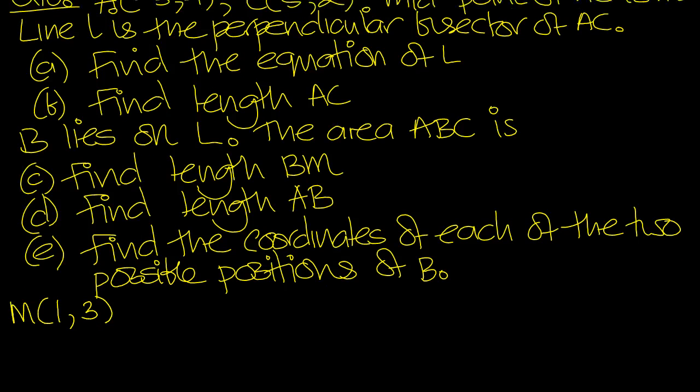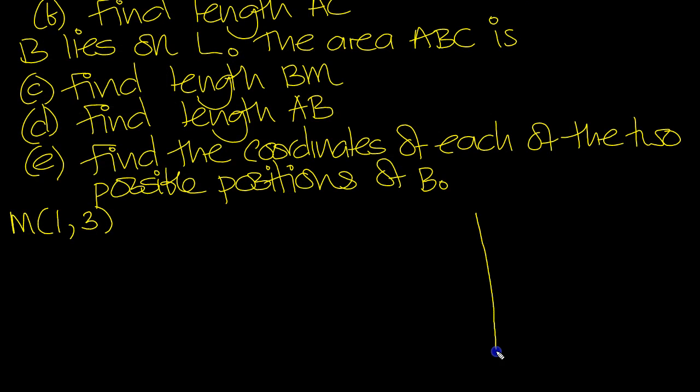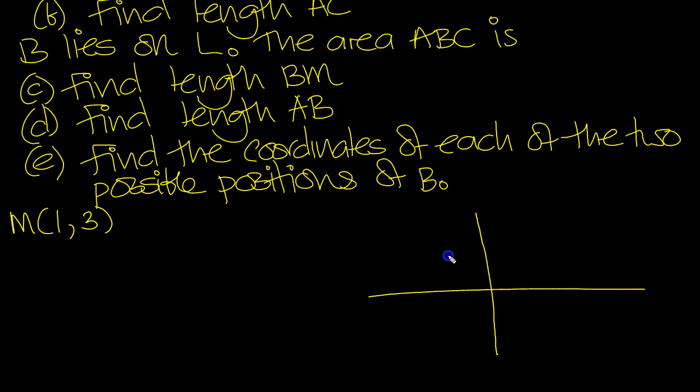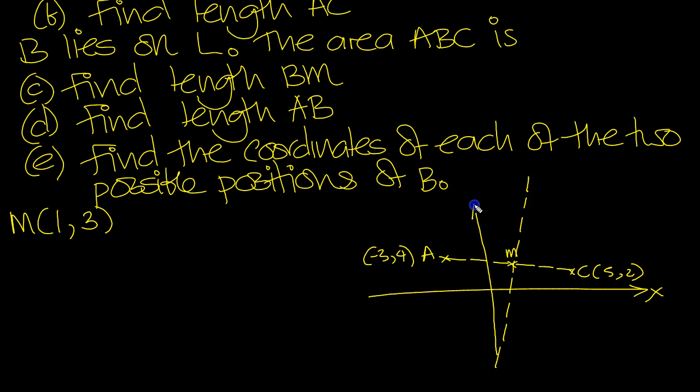L is the perpendicular bisector of AC, so I'm going to draw a little sketch for that. Mark off A, minus 3, 4, and C, 5, 2. There's C, 5, 2, and A is minus 3, 4. So we've got our line AC, and then M is the midpoint. Line L is the perpendicular bisector of AC, so it goes through the midpoint M, doesn't it? Like so. So there's our picture for illustrative purposes. Okay, good.